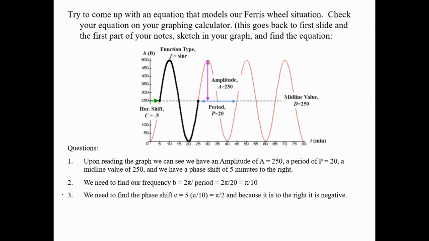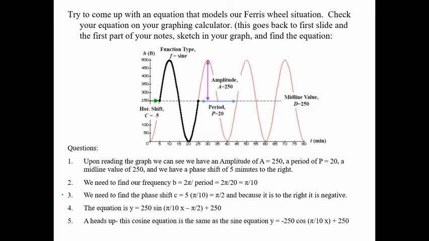We need to find the phase shift C, and that's 5 times pi over 10, which is equal to pi over 2, okay? And because it's to the right, it's negative. Thus, our equation would look like y equals 250 sine of (pi over 10 x minus pi over 2) plus the midline of 250.